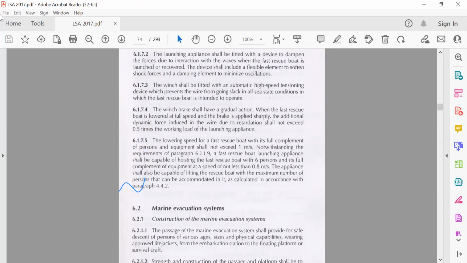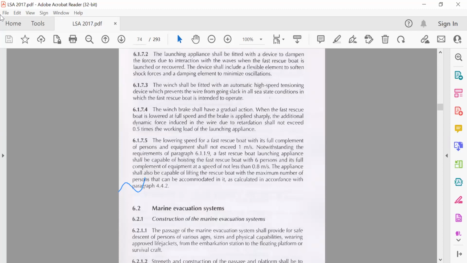So what are you trying to say? Just trying to say quickly that appliances that are used to launch a fast rescue boat, FRC, as the case may be, should be such that they are able to withstand the swinging motions that can happen as a result of the roughness of the sea. So if it's being launched, such launching appliances should be able to withstand these forces that could come around with the condition of launching.